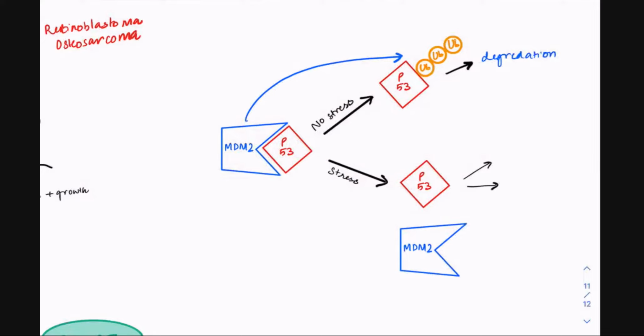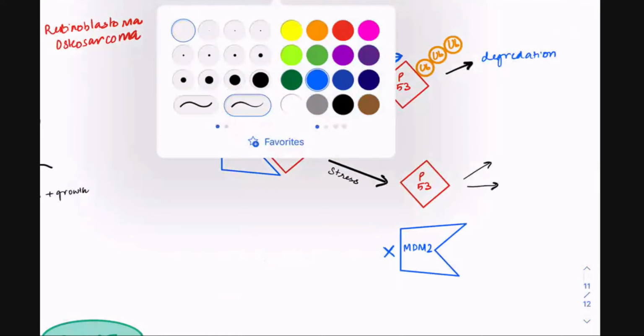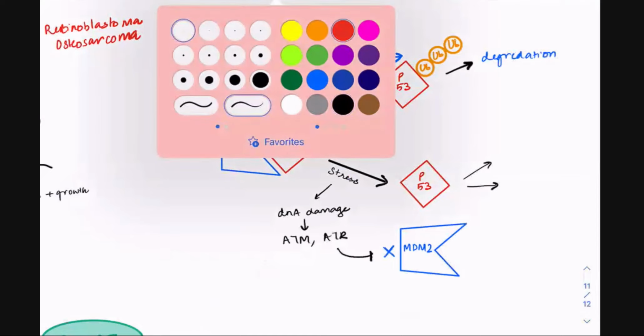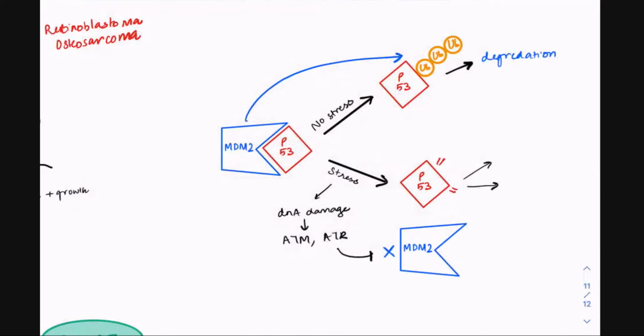However, if there is stress in the cell, P53 needs to be activated, and we need to inactivate this MDM2. Okay, so in the presence of cell stress, for example if there's any DNA damage, we're able to turn on these specific genes called ATM and ATR that detect that DNA damage, and they're able to inhibit or turn off my MDM2. What this does is it turns on our P53 by phosphorylation.